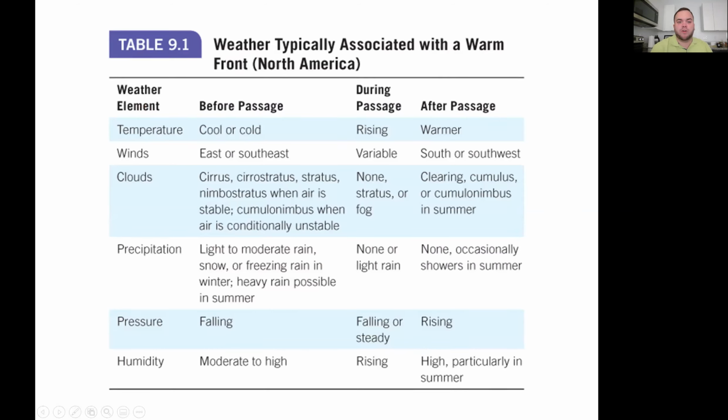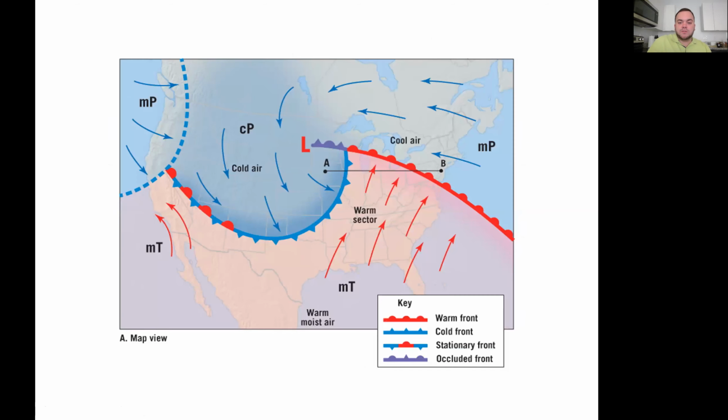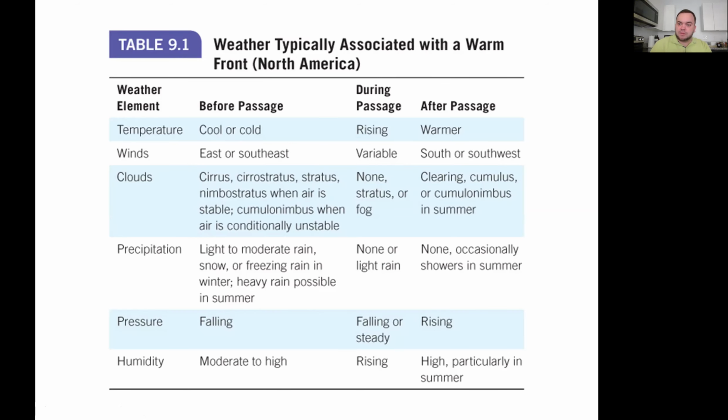And we'll start with a warm front. I want to read this entire table to you, so you'll be able to take notes as we're going along here. We see the weather elements on the left-hand side: temperature, wind, clouds, precipitation, pressure, and humidity. And we've got before, during, and after. So this is with a warm front. As we go through this, I want you to be thinking about this image and apply what we're going to talk about to that image.